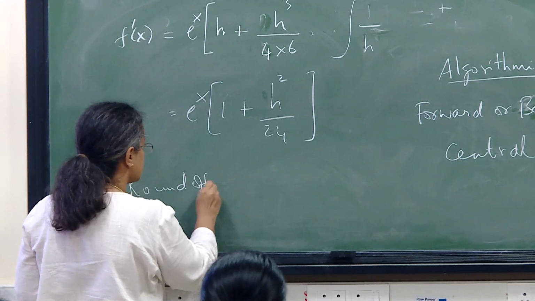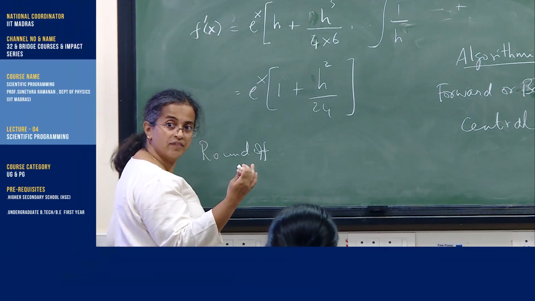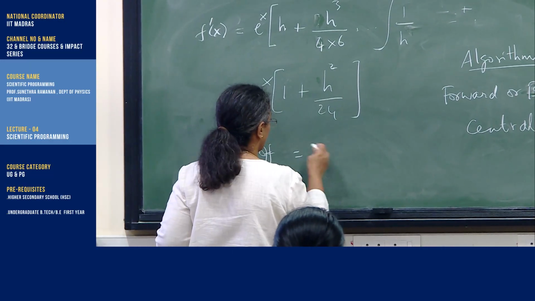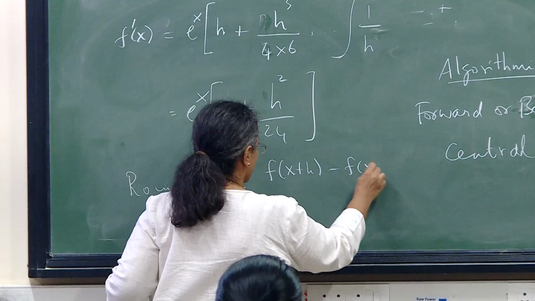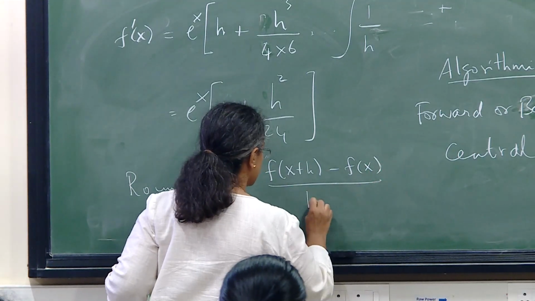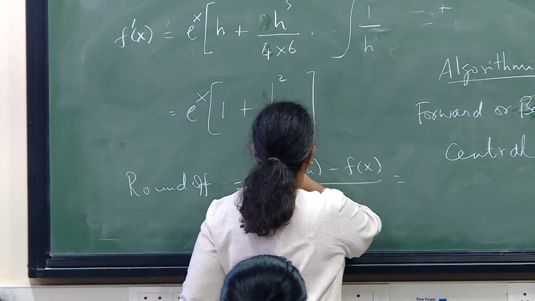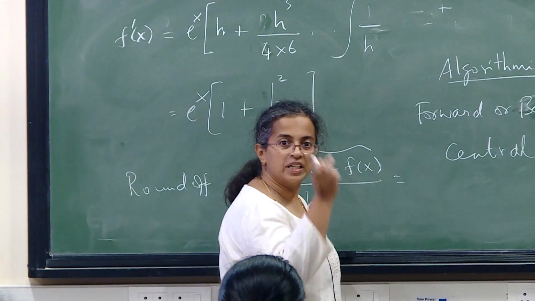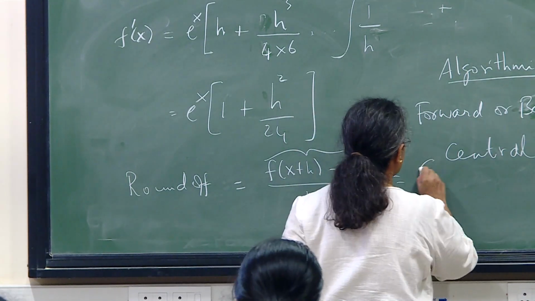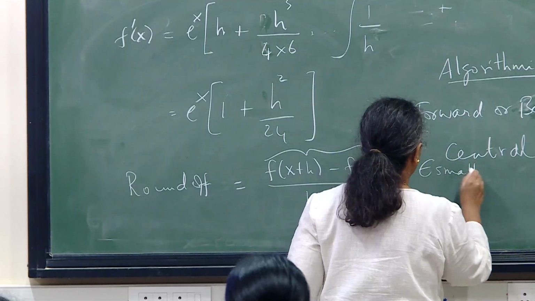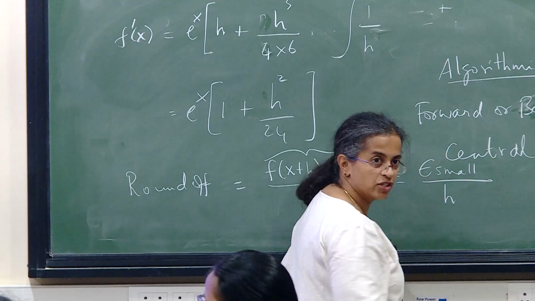The round off errors are due to the finite storage that you have. Okay? How will that go? It would either be f of x plus h minus f of x. In this particular algorithm, it is easy to see, which will be what? This difference will be that smallest value epsilon small we found out. Okay? So this is epsilon small divided by h.